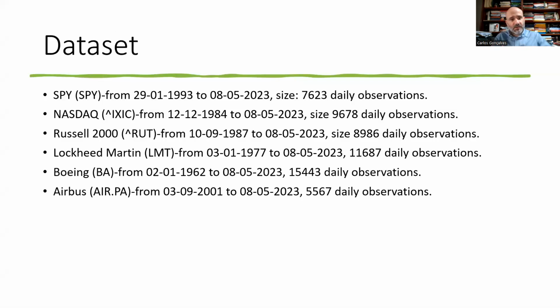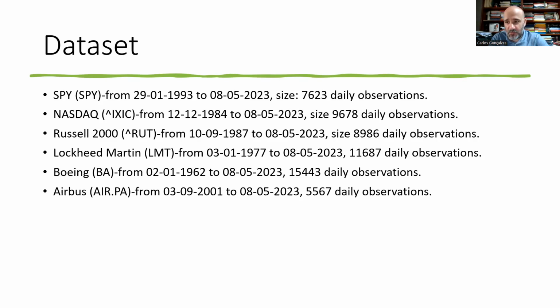So let's look at the data set and the applications of this and see what we have just talked about occur specifically in financial markets. So we'll be dealing with the SPY, and the article's main findings deal with the SPY, the Nasdaq, the Russell 2000, Lockheed Martin, Boeing, and Airbus. And here we have the number of observations, which is a fairly large number of observations for each series. And we'll be looking at the daily amplitudes.